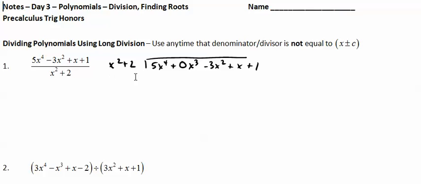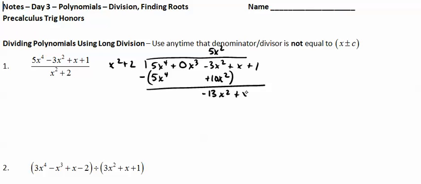Okay, so now I need to think, how am I going to get 5x to the fourth? Well, if I multiply by 5x squared, right? 5x squared times x squared is 5x to the fourth. I'll also have to multiply 5x squared times 2, so that would be plus 10x squared. Now, with long division, you always subtract. So 5x to the fourth cancels, the 0 cancels, and we now have minus 13x squared plus x plus 1.